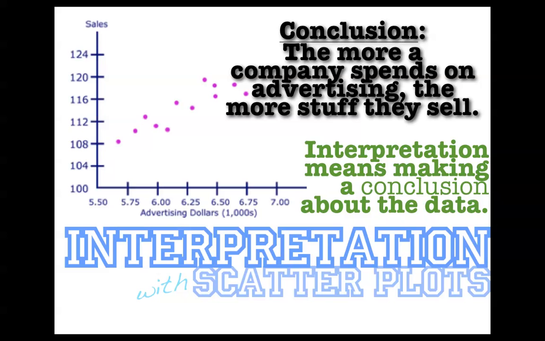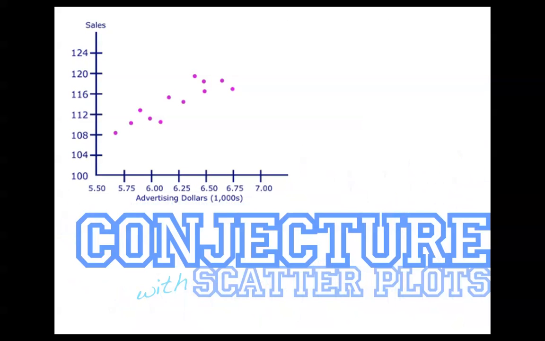We're interpreting what we're seeing with our eyes so that we can make some kind of a statement about it. Is that the only conclusion that you might make about this data? No, you could probably come up with a whole bunch of other conclusions. But when we interpret, we're coming to some kind of a conclusion. Okay, easy enough. What about conjecture with scatter plots?